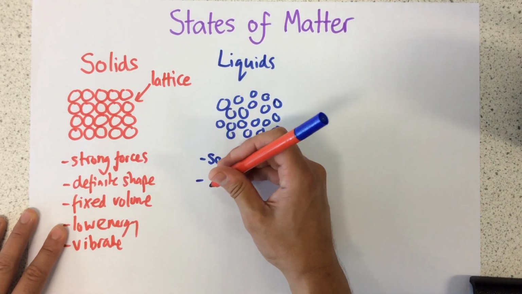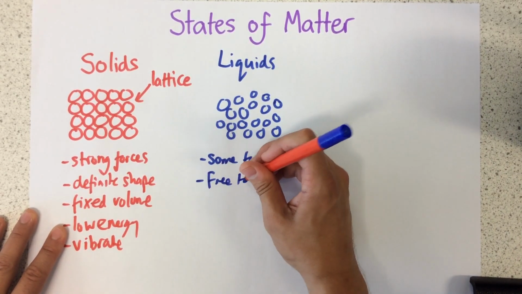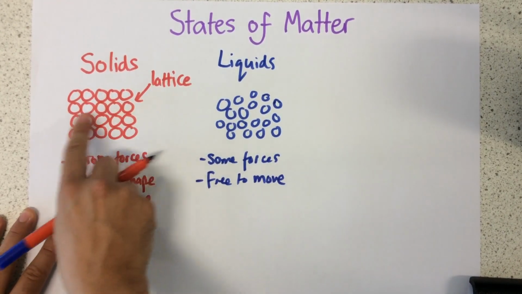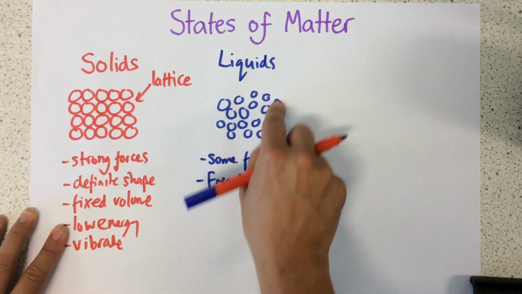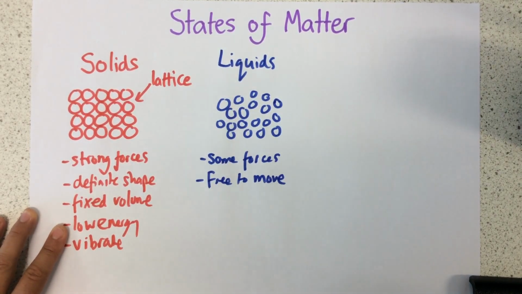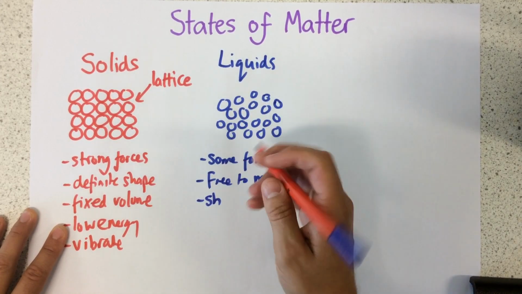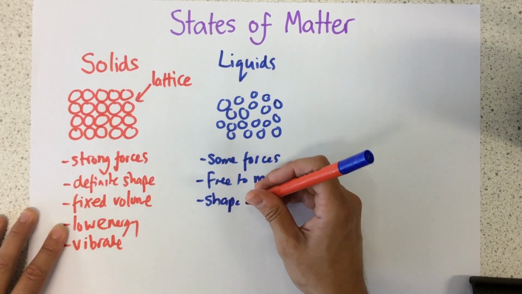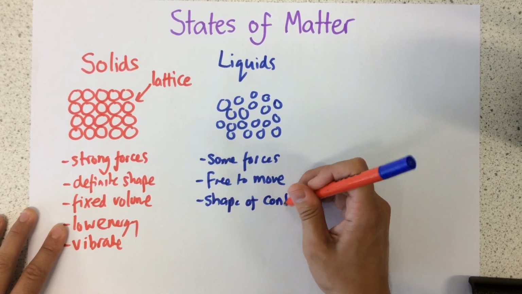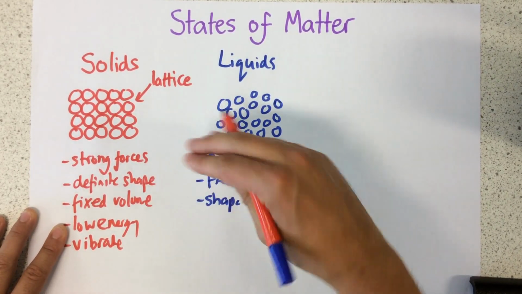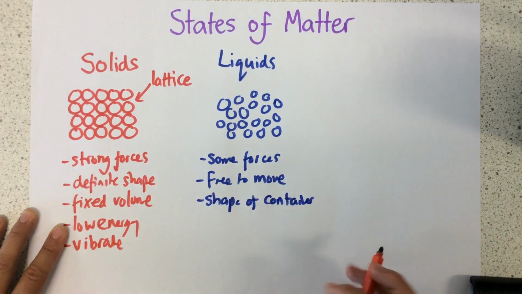Different to solids, they are free to move. Because the solids had a definite shape, they were all kind of in fixed positions. It's different in liquids. These particles move freely. They become the shape of any container that they are put in. So if you put a liquid in a container, they fill and become the shape of that container.